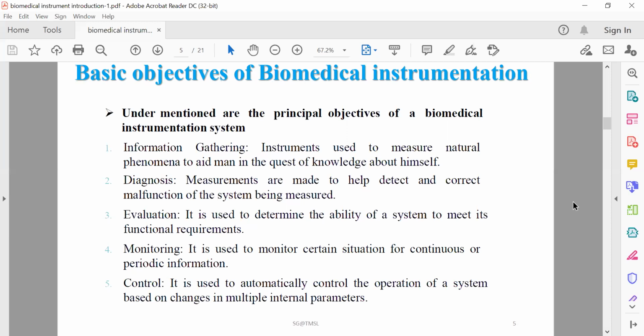And the fifth objective is to control. Biomedical instrumentation here may help control the operation of a system based on the changes in one or more of the internal parameters or in the output of the system.